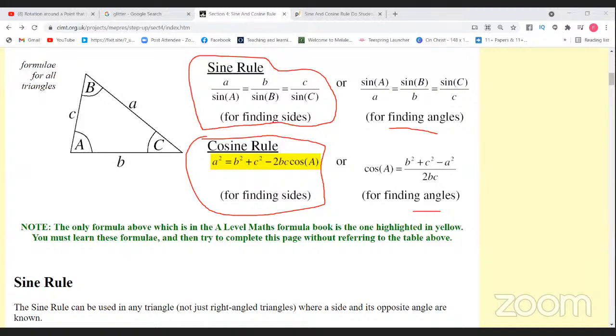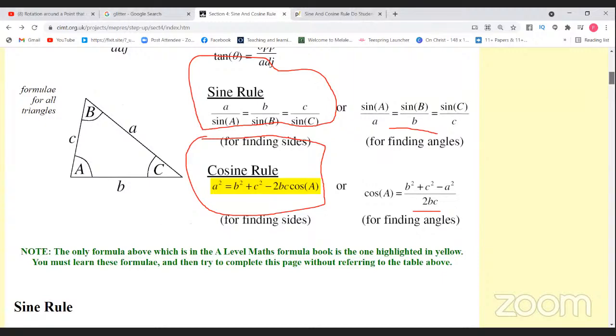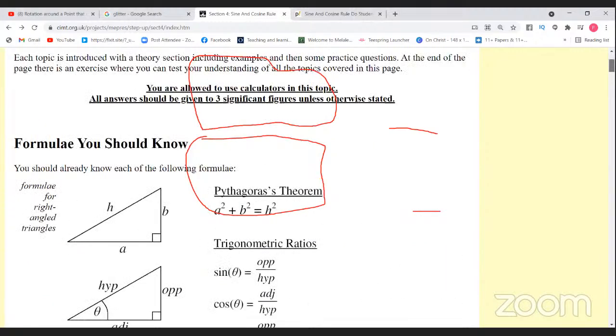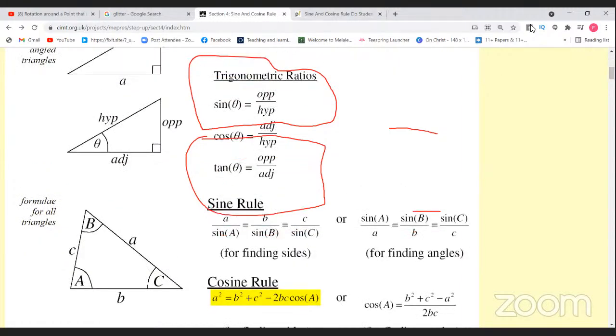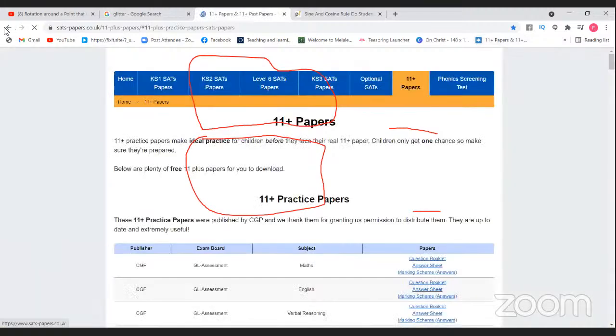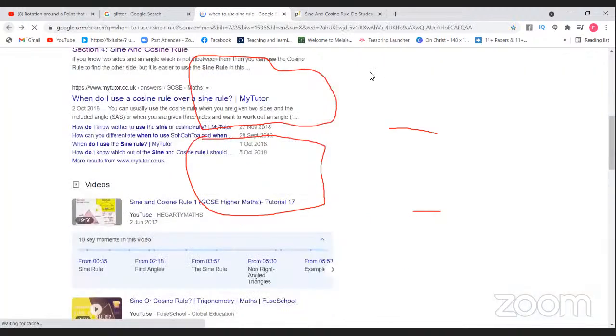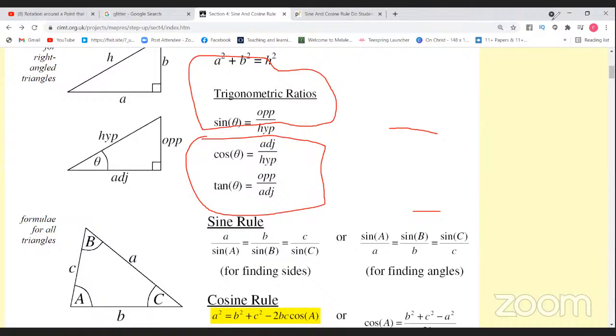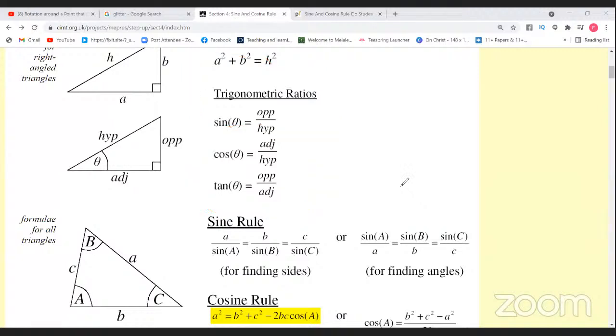Okay, so let's scroll up. Pythagoras theorem. Trig ratios, as you can see, trig ratios there. I want you to know the different aspects. All right, good. So three different aspects: Pythagoras theorem, trig ratios, and the sine and the cosine rule.